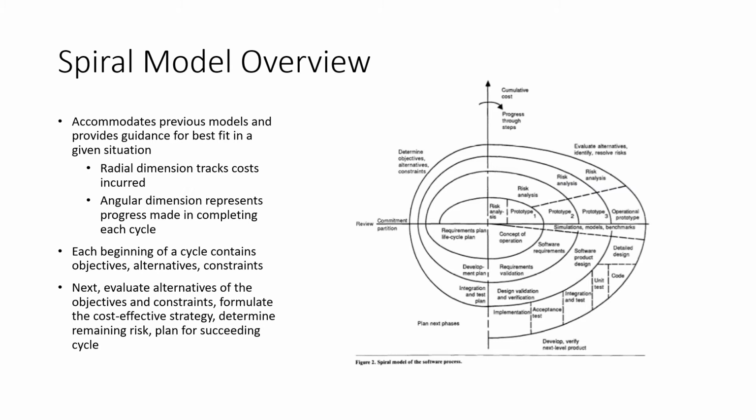Each cycle will typically begin with defining your objectives and some alternatives to implementing the product. So would a completely new product work better, or reuse an old product, or rebuy? And then you'll also define the constraints that are imposed by the application. Next, you're going to evaluate the alternatives against the objectives and constraints. So you'll identify different areas of uncertainty and different sources of risk. Next, you will formulate the cost-effective strategy that will resolve the sources of risk. So this could involve things like prototyping, simulation, benchmarking, things of that nature.